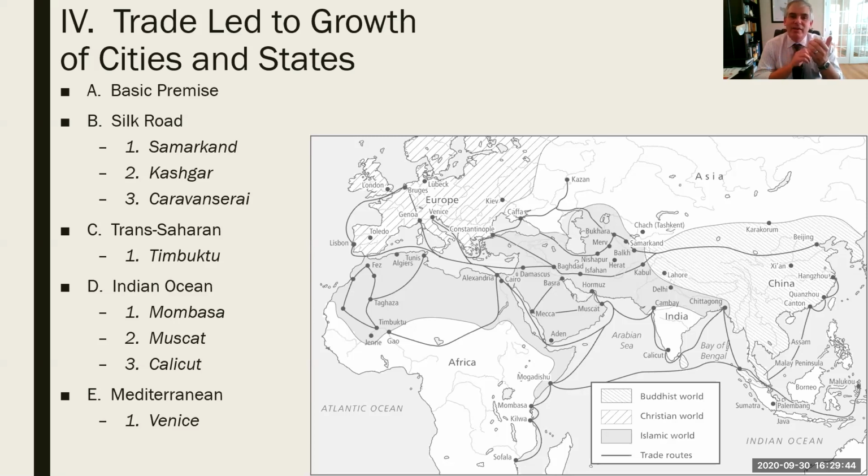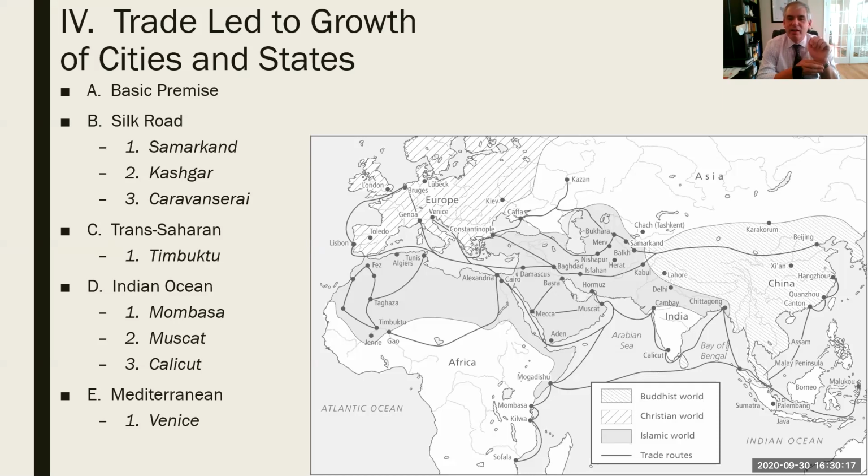In the trans-Saharan trade, Timbuktu is the primary example that I would point you to. Timbuktu becomes a center of not just trade, but also of education, culture, and religious studies. That's what we primarily see going on in Timbuktu. For the Indian Ocean, you get coastal cities. For example, one of the Swahili city-states, Mombasa, would be a great example of a city that grows because of the Indian Ocean trade network.